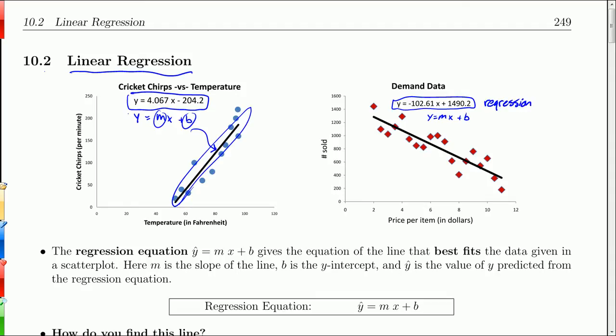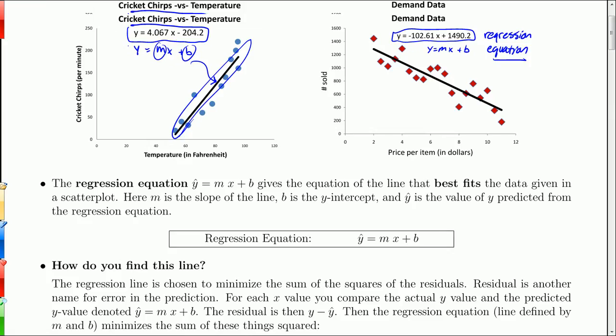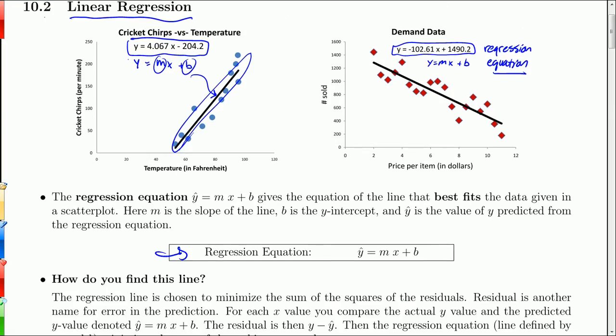And we will leave it up to software to determine these regression equations. And here's the regression equation down here where I officially introduce it. Basically, I describe it like this: instead of y equals mx plus b, I have y hat.